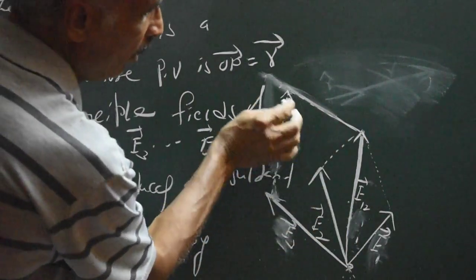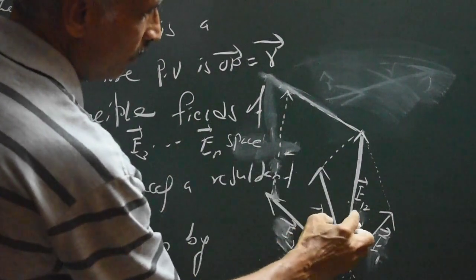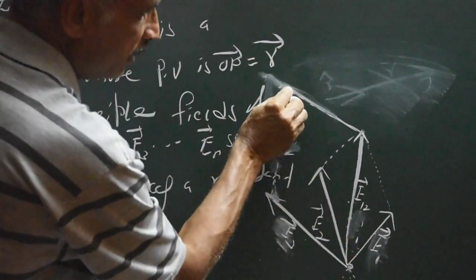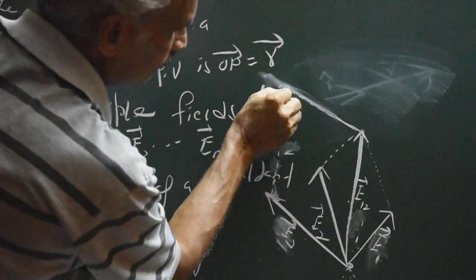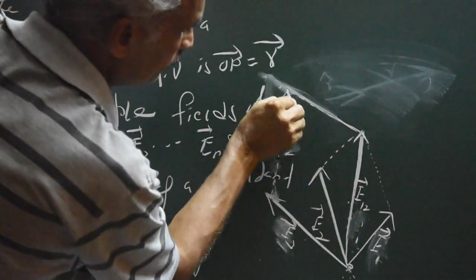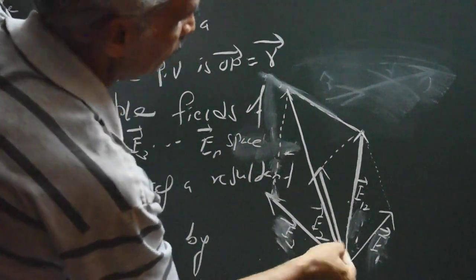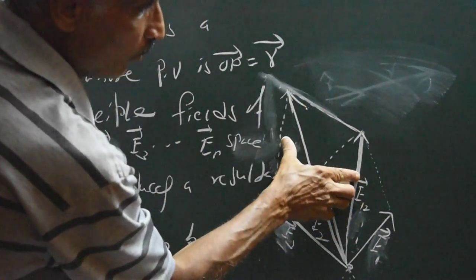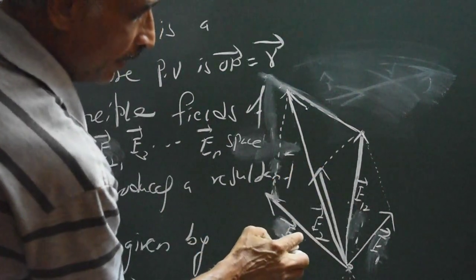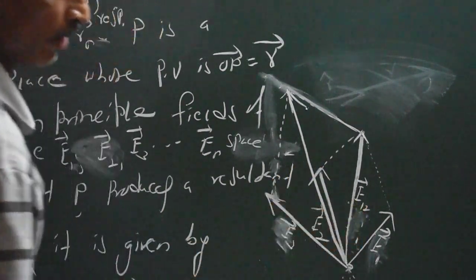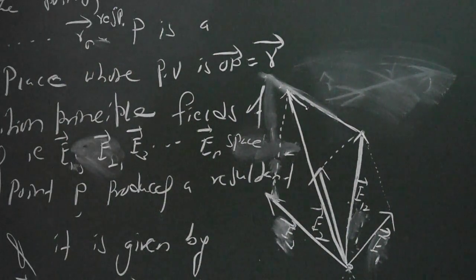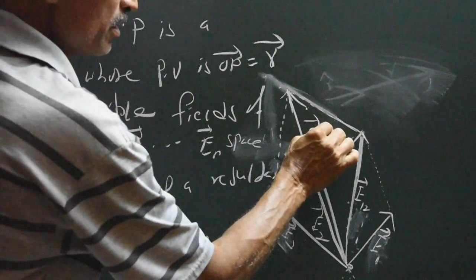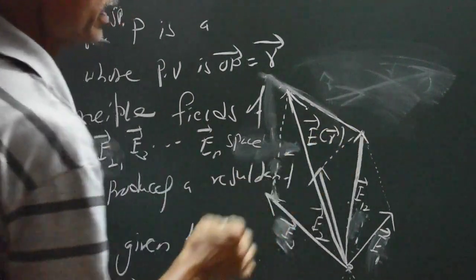This is the diagonal now. This is the diagonal of these two adjacent sides. This is the diagonal of this parallelogram. This parallelogram is obtained by taking E3 bar and E12 bar. E12 bar is the resultant of E1 bar and E2 bar. So this is the final field, ER bar.